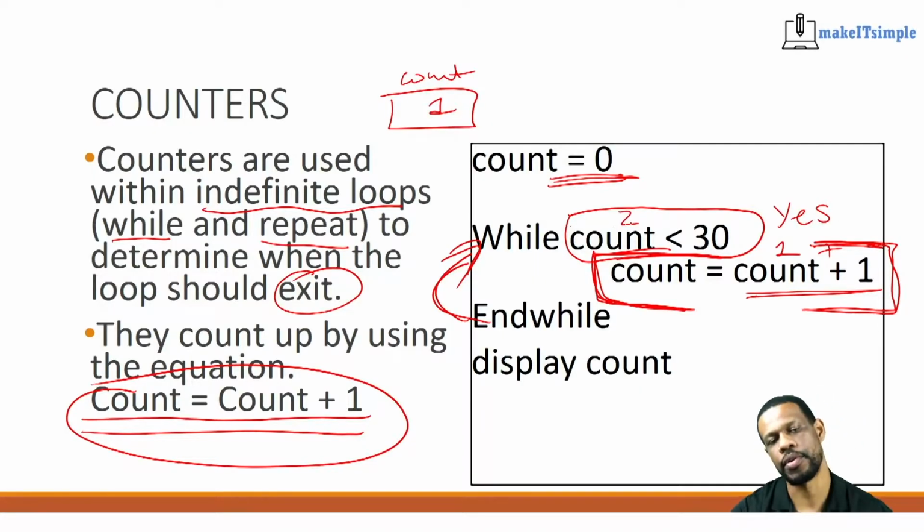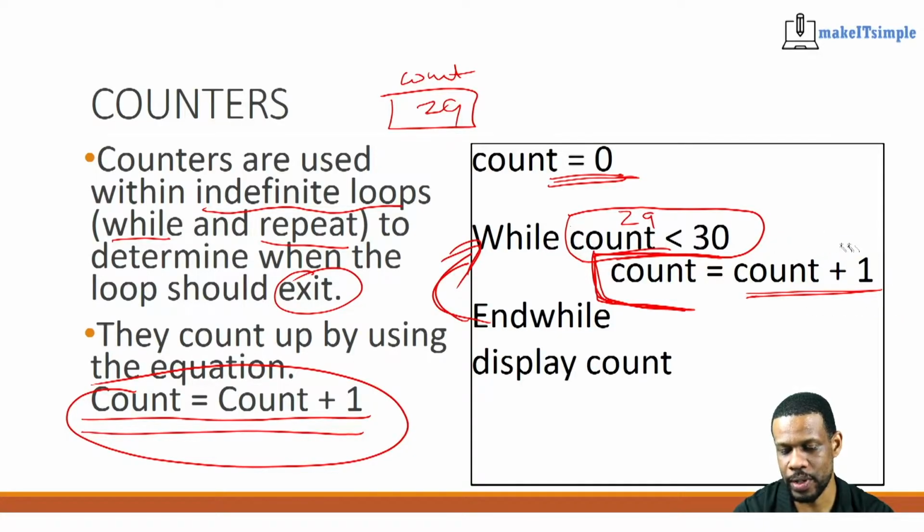And then count will change to 3 and 4 and 5 and 6 and 7 and 8 and 9 and 10 and all the way up. Eventually count is going to reach 29. When count reaches 29, it'll be like, okay, is 29 less than 30? The answer is yes, it is. So the next thing that will happen is 29 plus 1 will give me 30. So count is going to change to 30.